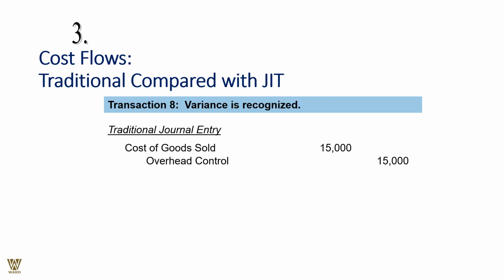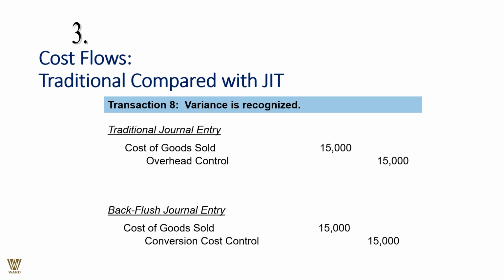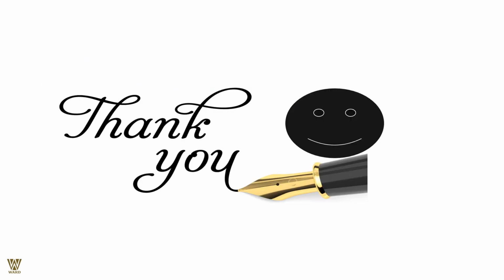So we have eliminated a number of steps in the backflush entry, in the just-in-time method. But in traditional methods, absolutely, the work gets cumbersome. And I'm just giving you an example. Believe it or not, many companies will have n number of products. So the traditional journal entry is $15,000. Overhead control is also $15,000. Essentially, this is what comes. The variance is recognized here. Absolutely, the cost of goods sold is $15,000 and so on and so forth.